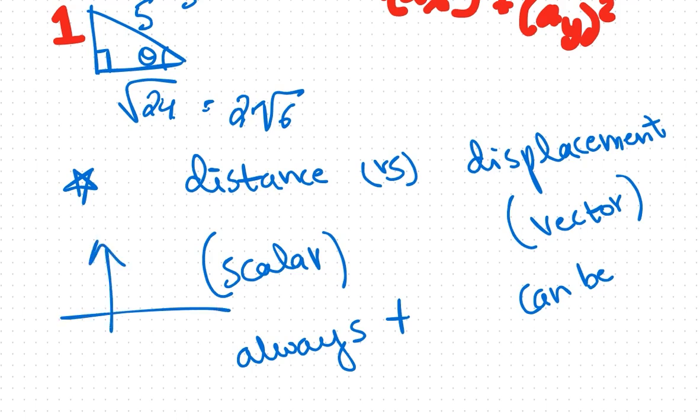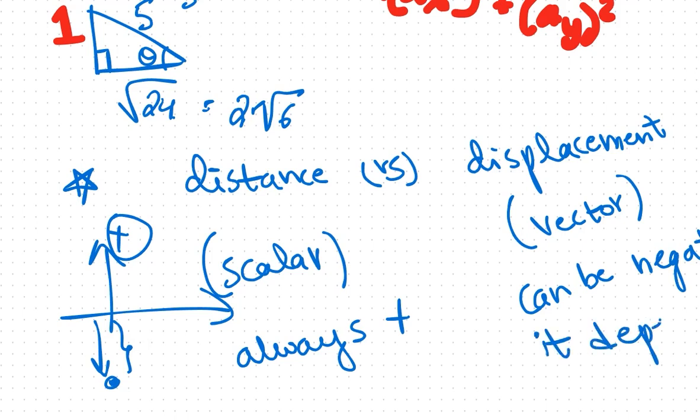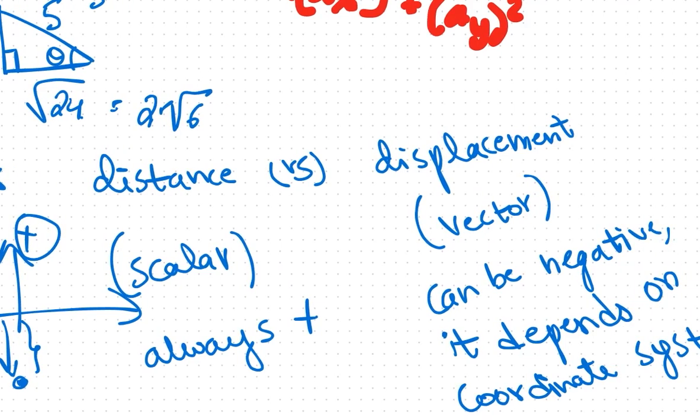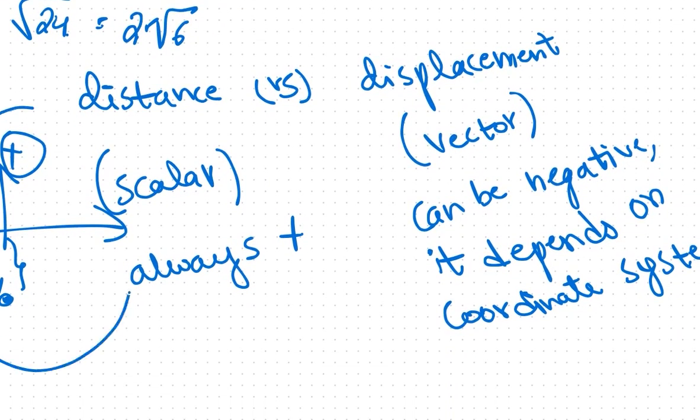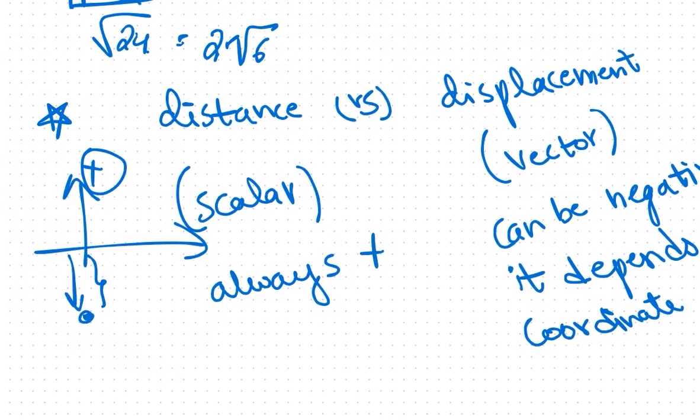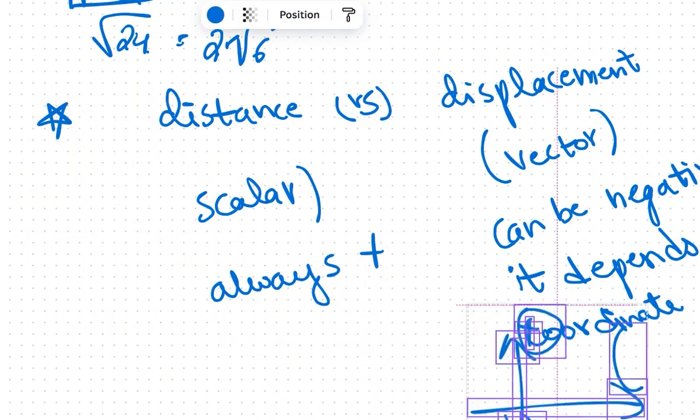If you chose the coordinate axis, and you chose this direction as positive, and you go like this, this displacement will be negative. It usually depends on the coordinate system, so it depends on what you define as positive. It said that in the notes, something like based on your observation, what you're observing it from.